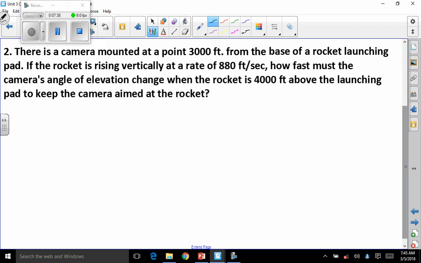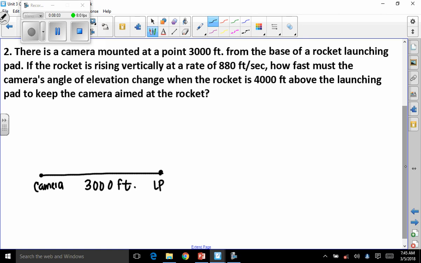We have a camera, so here's your camera. It's 3,000 feet from something. So this would be the launching pad, yes? Is the camera going to move further away from the launching pad? No, right? So that 3,000 is going to remain constant in our problem. So we can put it on our picture because it's not going to change.